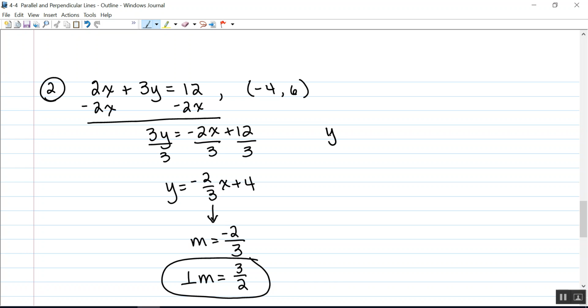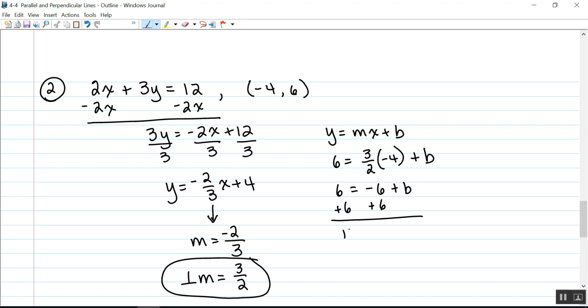So let's plug that into y = mx + b. And let's use our point, (-4, 6). So I'll plug in 6 for y, 3/2 for my slope, -4 for x, and I need to find my b. So 6 = 3/2 times -4 gives me -6 + b, and then adding 6 to both sides, my b is 12. So my final answer is y =, make sure you use the perpendicular slope, 3/2 x + the b that I found, which was 12.